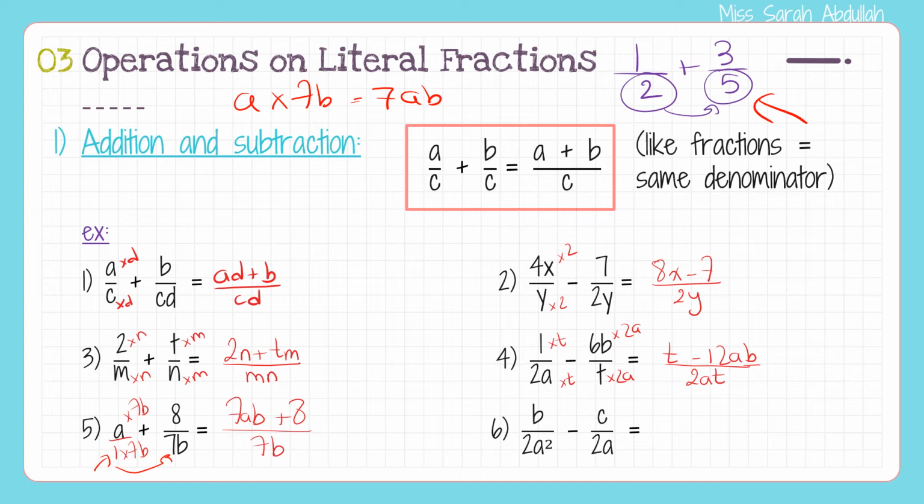Now, part 6, I have two denominators. One of them is 2a squared, the other is 2a. The question is, can I multiply one of them by something so that it becomes equal to the other? Yes. What can I multiply this by? How can I make the a equal to a squared? I need to multiply it by another a. So I multiply by a, and the answer is (b minus ca) over 2a squared.